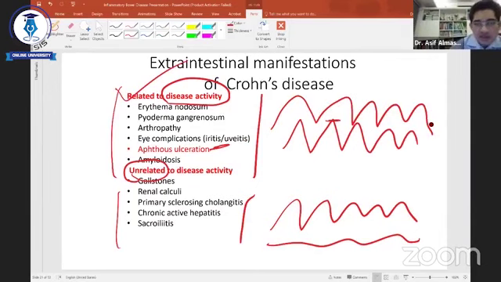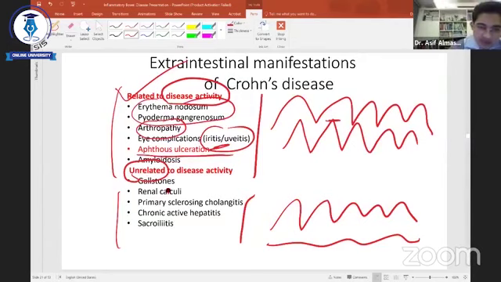So you don't have to know all of them. For example, there may be iritis, uveitis, arthropathy, and in the skin, erythema nodosum and pyoderma gangrenosum. In the mouth, there may be aphthoid ulcerations.